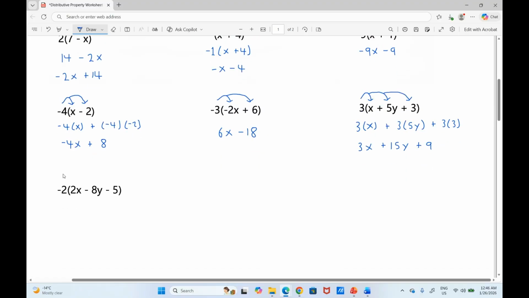Okay, now I have this negative 2 times every term in the bracket. So negative 2 times 2x, negative 2 times negative 8y, negative 2 times negative 5. So I have negative 2 times 2x plus negative 2 times negative 8y plus negative 2 times negative 5. Negative 2 times 2x is going to be negative 4x. Negative 2 times negative 8 is positive 16, so I have plus 16y. And then negative 2 times negative 5 is a positive number, so I'm going to get plus 10.